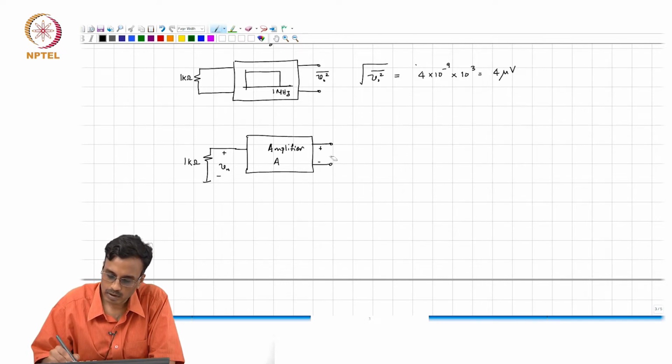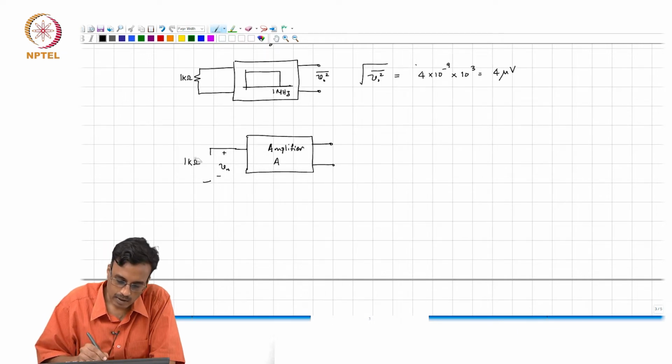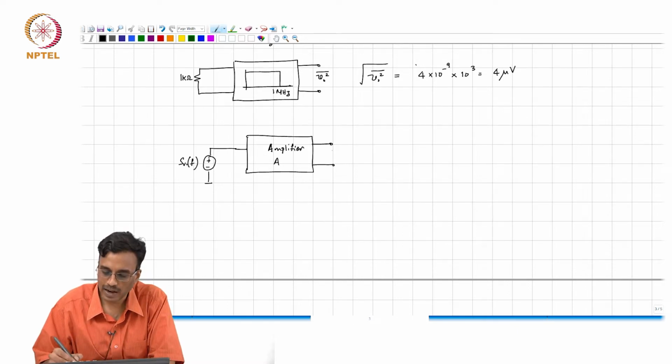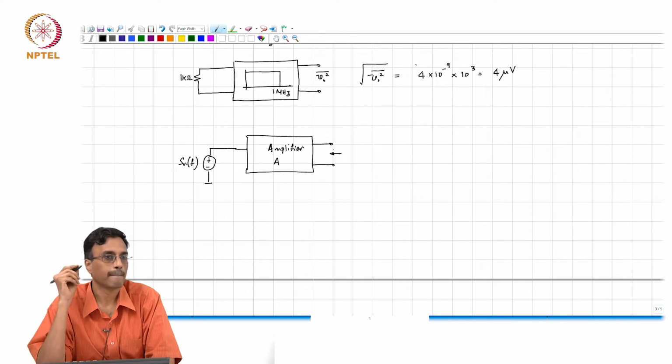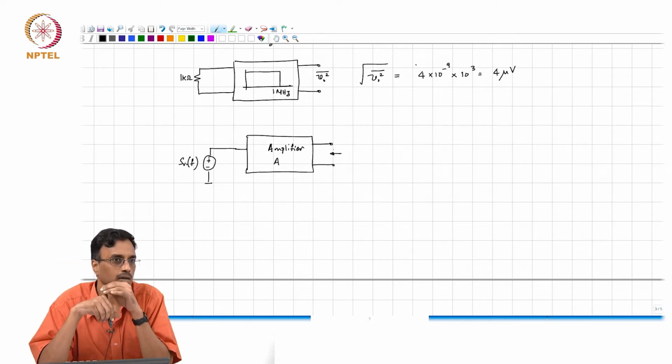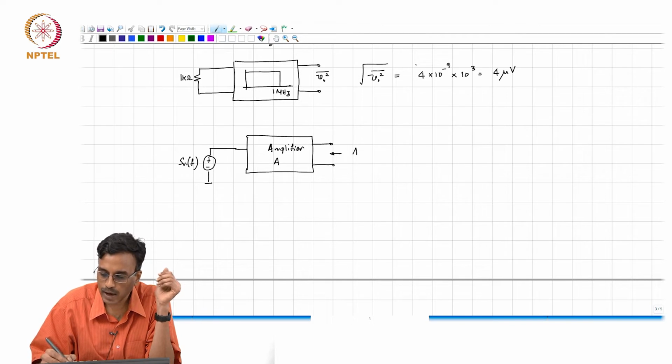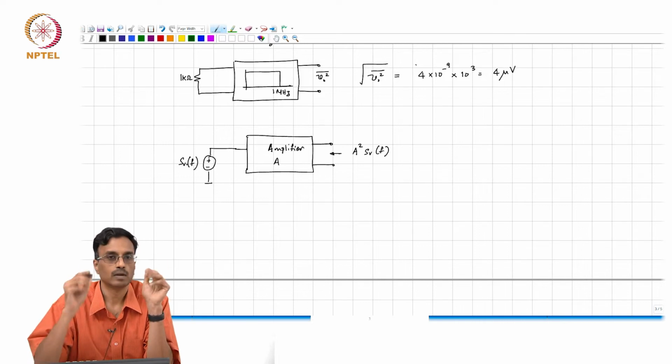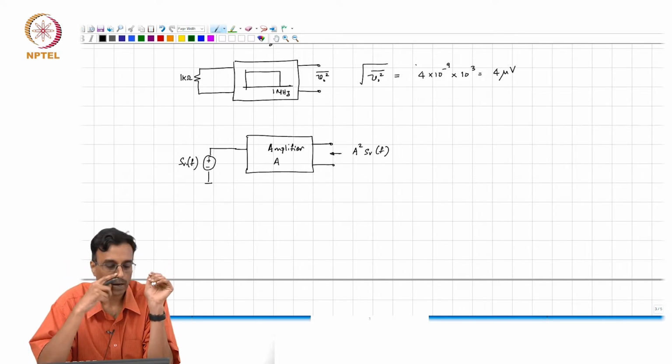Now, the next thing. If this was a noise voltage source with a spectral density SV of f, what comment can we make about the spectral density of the noise here? This is simply nothing but A square times the spectral density of the input noise. Easy enough? All right.